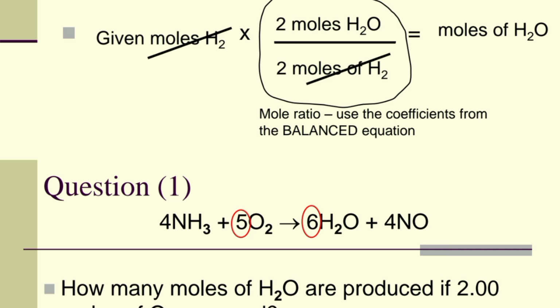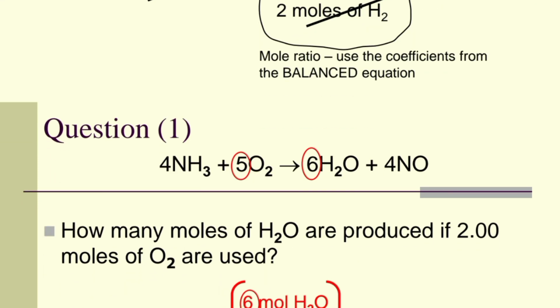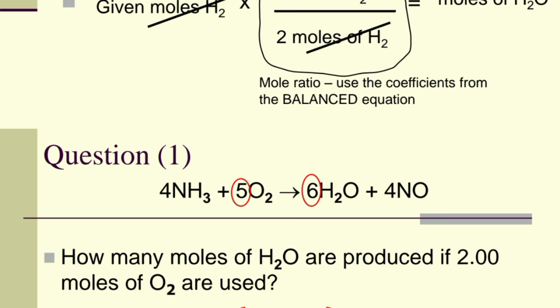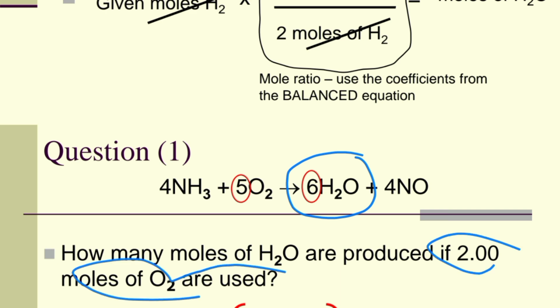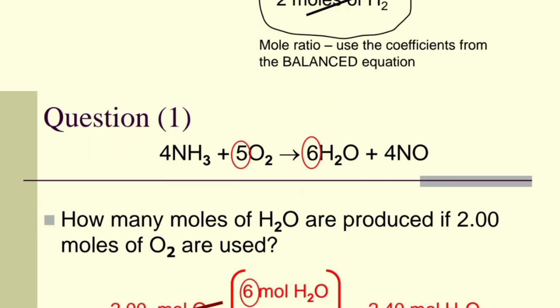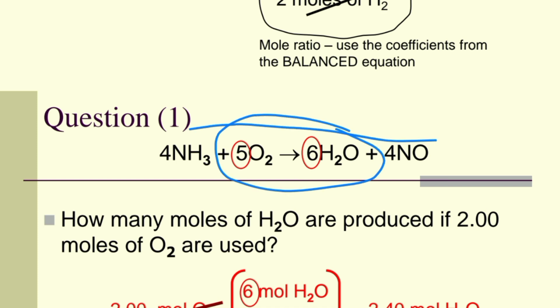4NH3 + 5O2 → 6H2O + 4NO. Now here is the question: how many moles of H2O are produced if 2 moles of O2 are used? If 2 moles of O2 are used, we have to find moles of H2O. We have given 2 moles of O2. First of all, we have to see the mole ratio between O2 and H2O. This is a balanced chemical equation.